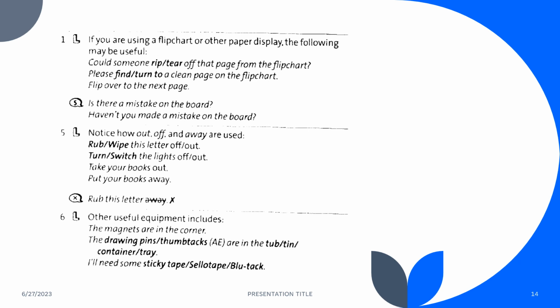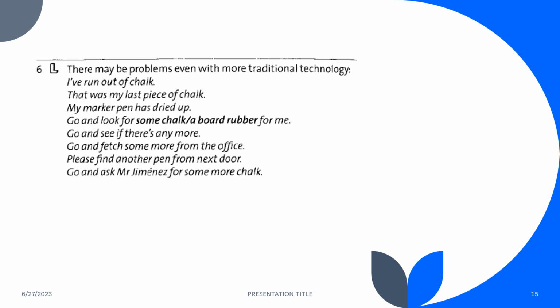And then these are the other usable equipment. The magnets are in the corner. The drawing pins or thumbtacks are in the top or tin containers or tray. I need some sticky tape, cellotape, or blue tack.